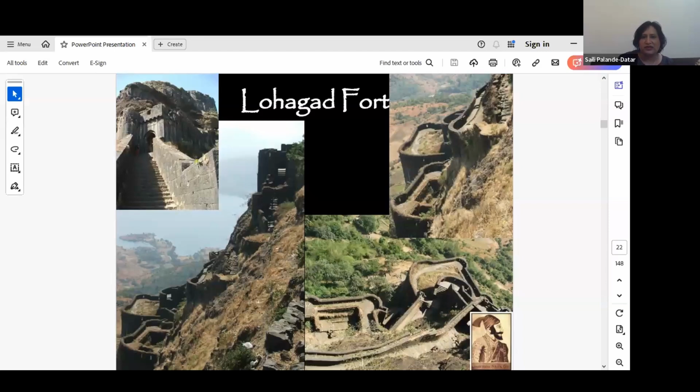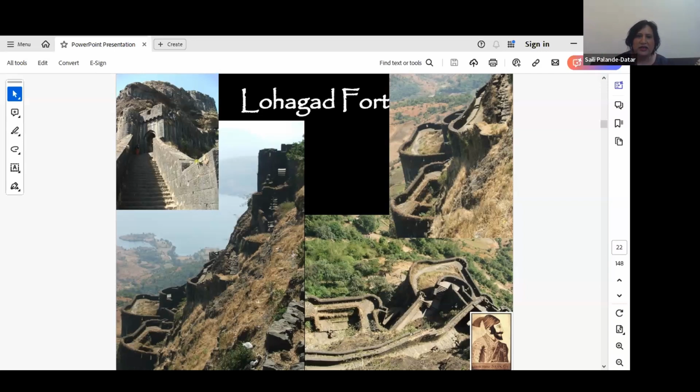So this is just to give an example of the kind of forts and fortification that happens around the 18th century. These kinds of gateways that you see at Fort Lohagad, which is near Lonavala, were built by Nana Phadnavis. And so here you see the climax form of fortification that can happen in Maratha territory when it comes to forts.